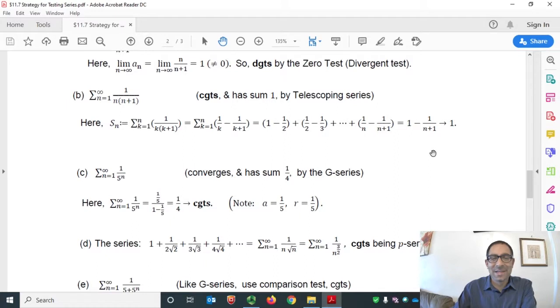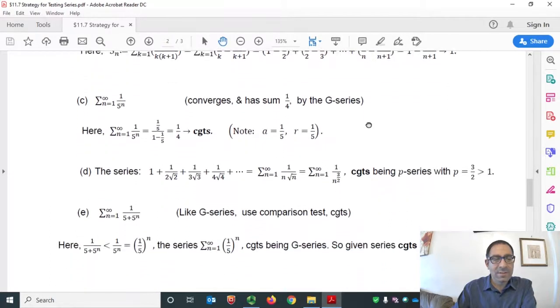Then take the limit as n goes to infinity. 1 over (n plus 1) goes to 0, so we have 1 left. So that means the sequence of partial sums converges, which means the corresponding series converges, and actually the sum of this series is 1. Awesome. Let's move on.